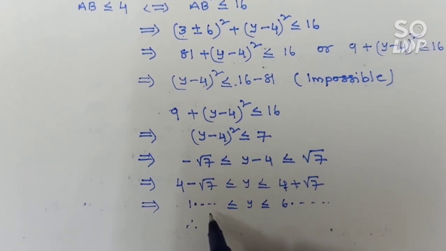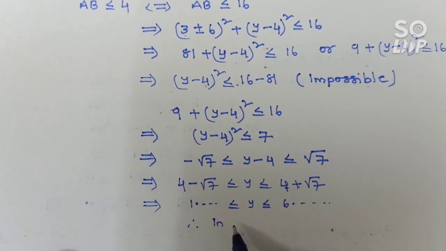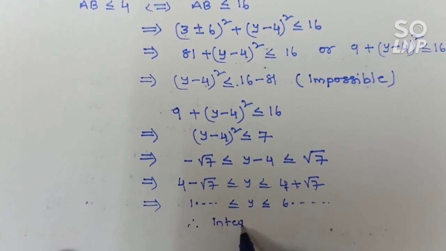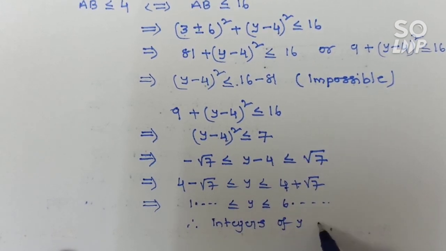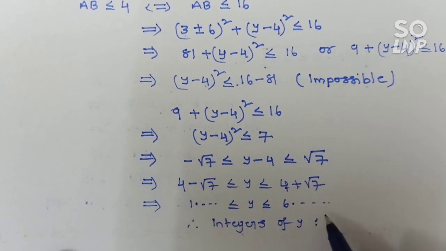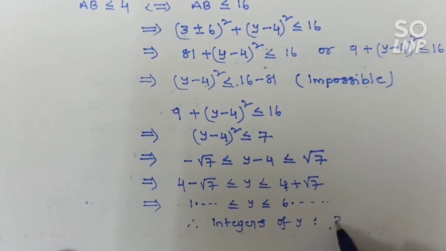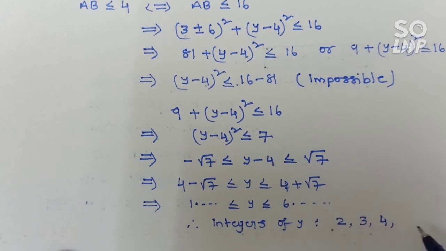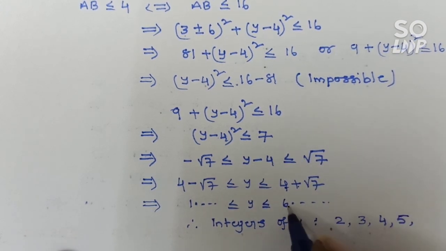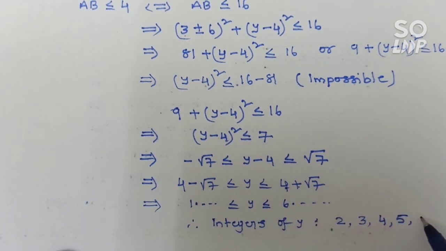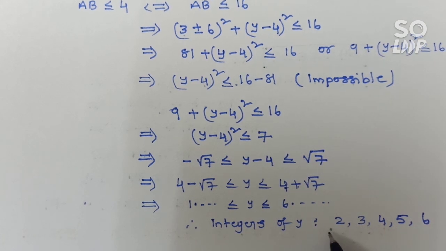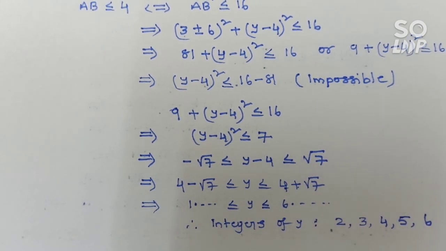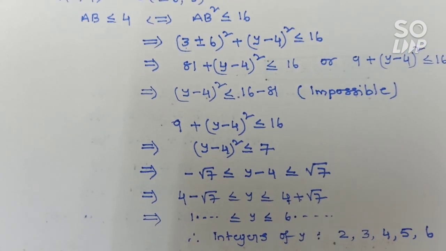Therefore, integers of y. So what are the integers of y? After 1 point something, what is the integer? 2. Next one is 3. Next one is 4. Next one is 5. And here is 6 point something, which means 6 is also included. So how many integral values of y? 5 integral values. So the y coordinates are 5.